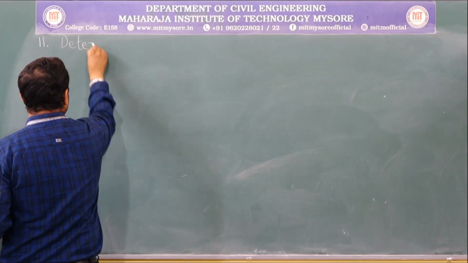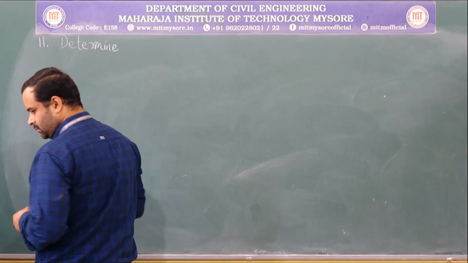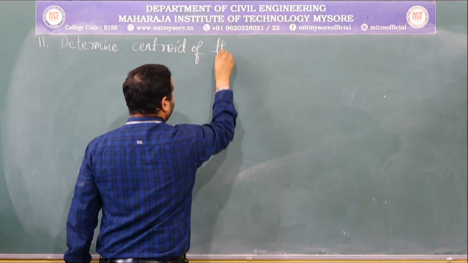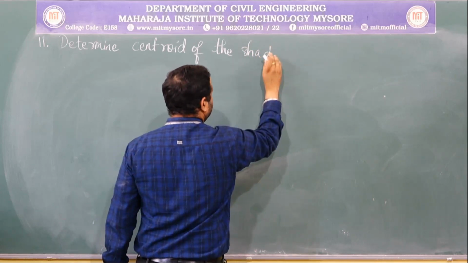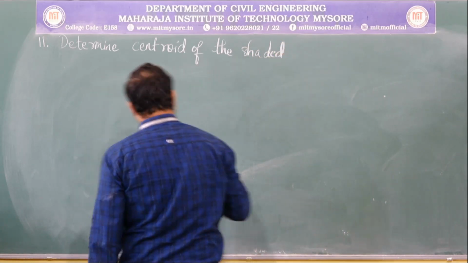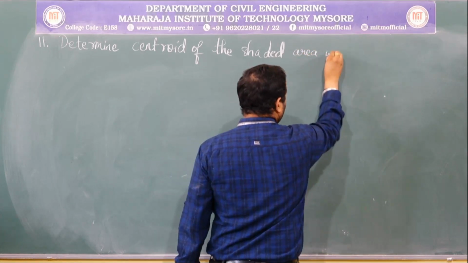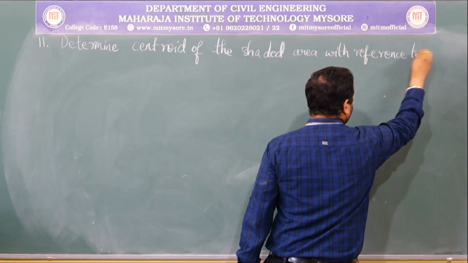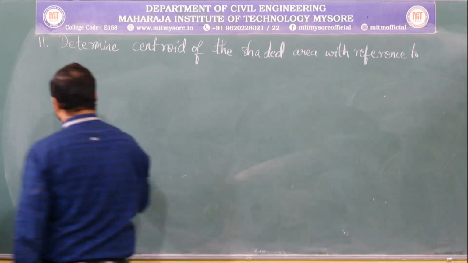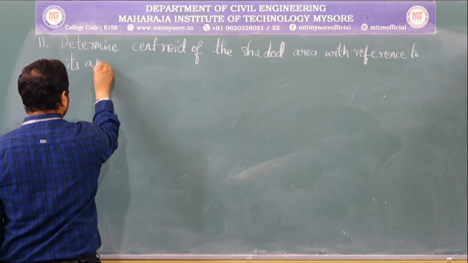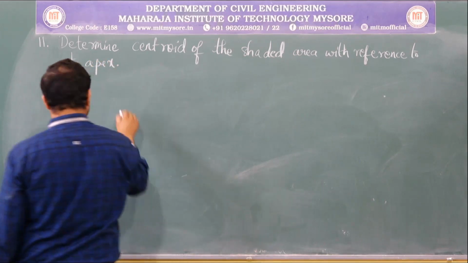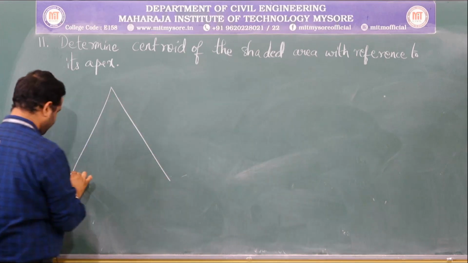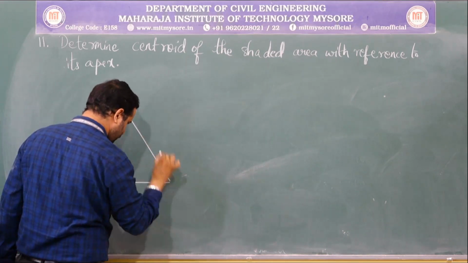Determine the centroid of the shaded area with reference to its apex. So, there is a triangle given.